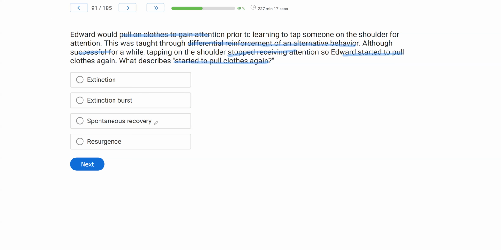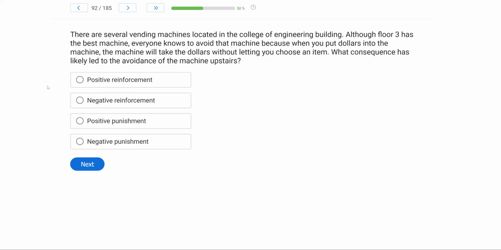And what's the difference? With spontaneous recovery, it's the sudden reemergence of a previously extinct behavior. Now, how is that different than resurgence? Well, with resurgence, the new behavior stops receiving reinforcement. So in this case, the new behavior of tapping on the shoulder stopped receiving attention, stopped receiving reinforcement. And so the old behavior came back, or the old behavior went through resurgence. To understand the difference between spontaneous recovery and resurgence, understand these two ideas happen after extinction has already been successful.